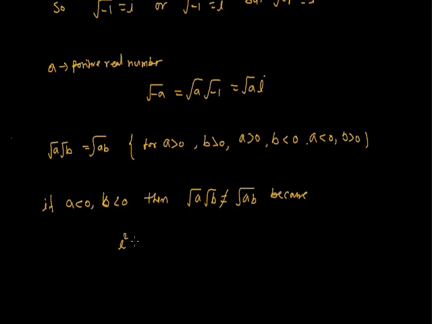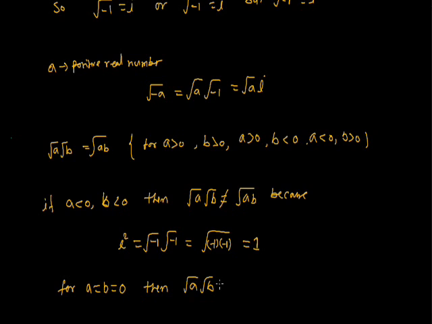because iota square would be minus 1 into minus 1. Further, if we write it as minus 1 into minus 1, it will become 1, which is not possible because iota square is equal to minus 1. So here we can say for a equal to b equal to 0, under root of a into under root of b is equal to under root of ab, which is equal to 0.